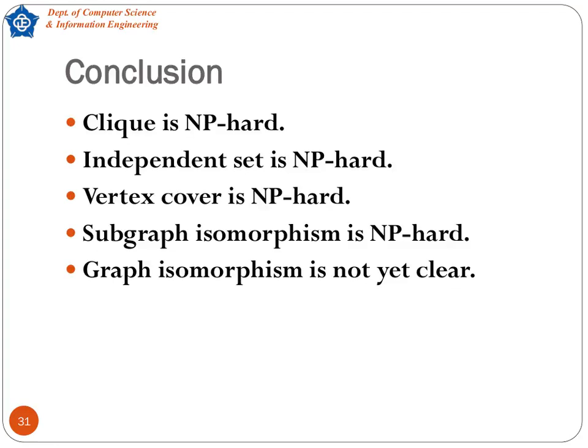So, to sum up, we've shown that the four core graph problems, finding a clique, computing an independent set, identifying a vertex cover, and solving subgraph isomorphism, are all NP-hard, meaning they resist efficient, polynomial time solutions under our current complexity assumptions. By contrast, the exact complexity of the general graph isomorphism problem remains unresolved, making it a fascinating open question for future research. Next, let's dive deeper into the graph isomorphism problem and explore why it stands apart.